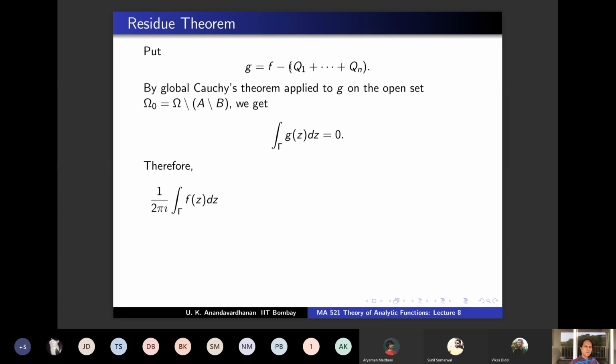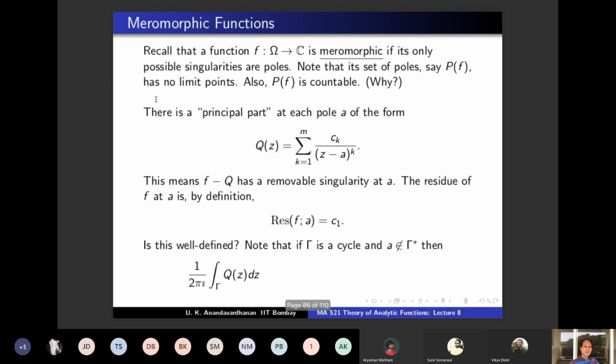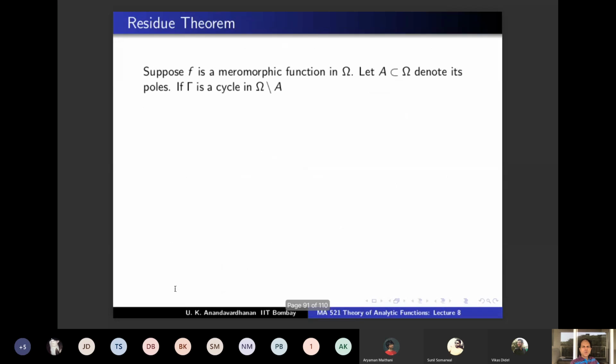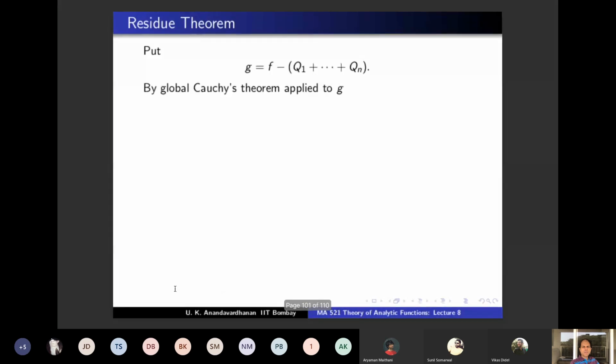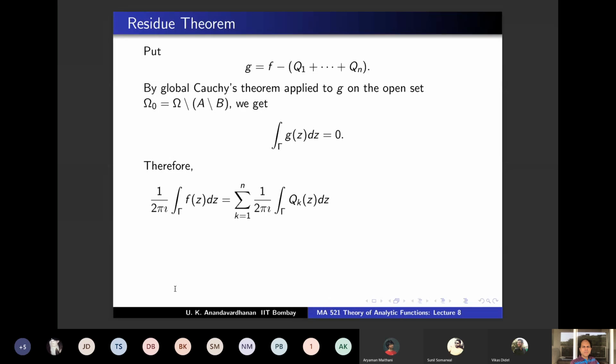Integral g(z) dz is 0, and therefore the integral of f(z) dz is, right? Integral of g is 0. Therefore the integral of f is nothing but the sum of integrals of Qk. But what is the integral of Qk? We have already made this observation that the integral of Q is the residue of Q at a times the index of a with respect to gamma. So each integral of Qk is the residue of Qk at ak times the index of ak with respect to gamma. This was that elementary observation from earlier, because all other terms have primitives and the fundamental theorem of calculus applies. So this we already know.